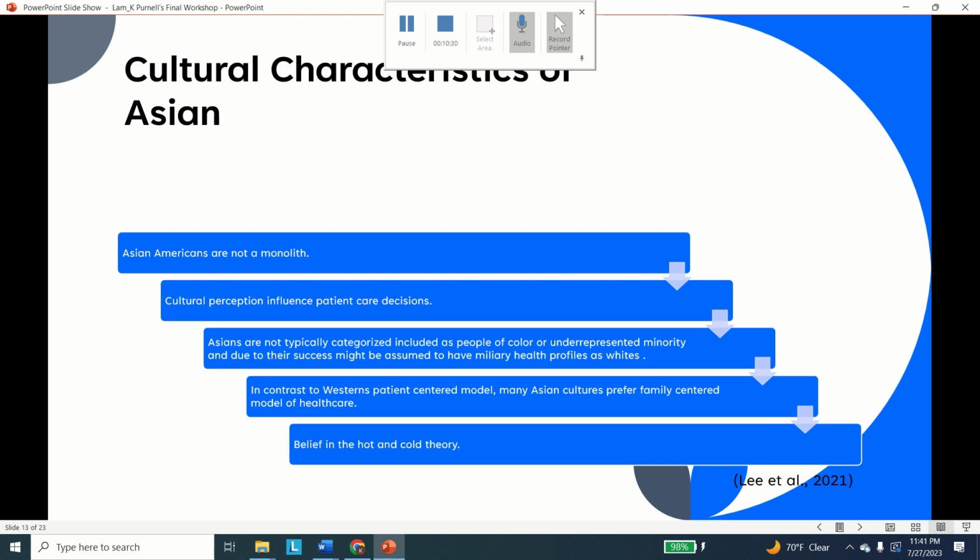In contrast to Western patient care models, many Asian cultures prefer family-centered care and a family-centered model of healthcare, and they believe in a hot and cold theory where you have to balance things out.